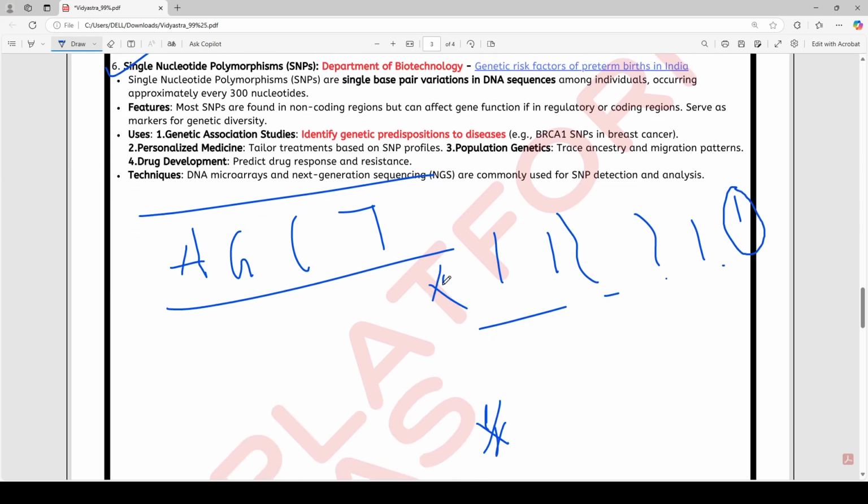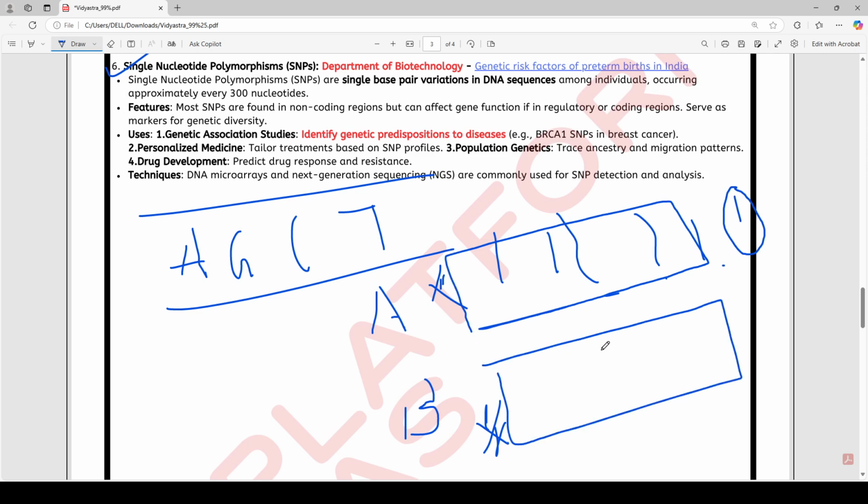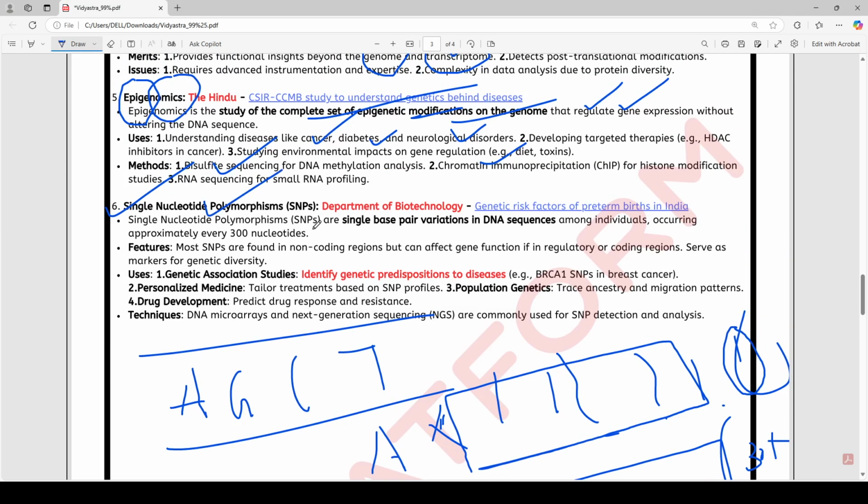Sorry, you can confuse X and Y. There is one person A, there is another person B. Up to 300 nucleotides, everything is the same. But at the 301st nucleotide, what happens? There is a change. This change is known as single nucleotide polymorphism. SNPs are single base pair variations in the DNA sequence among individuals, occurring approximately every 300 nucleotides.